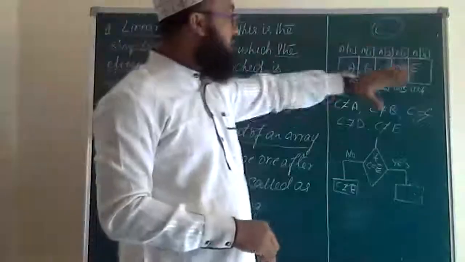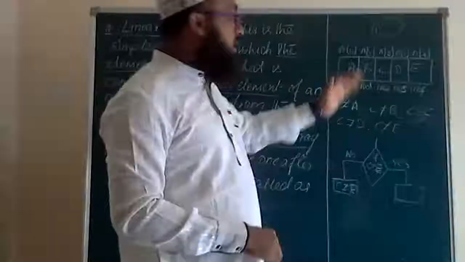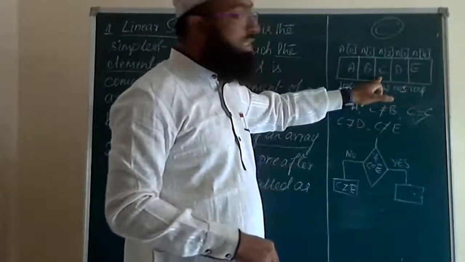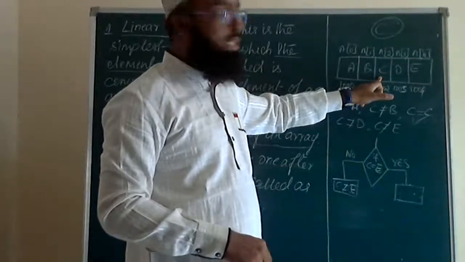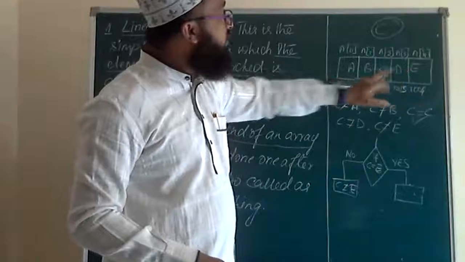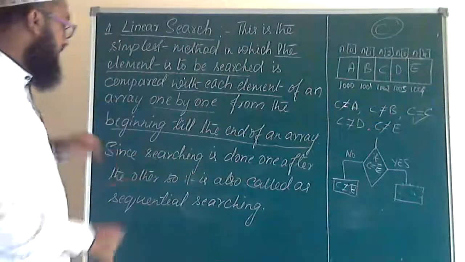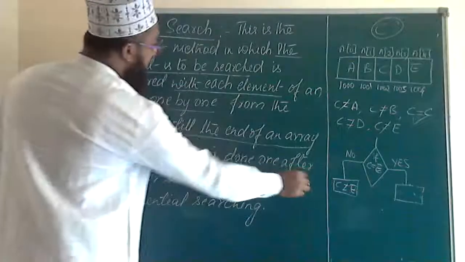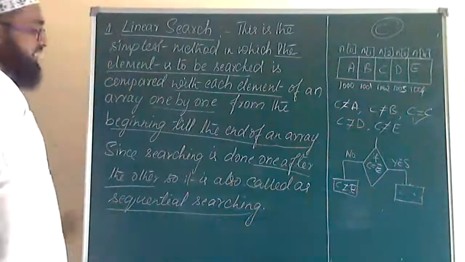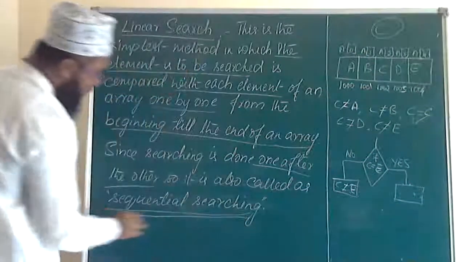It will not search as first B, or D, or C, like that. It will not do like that. Here linear search means it will search the elements sequentially, one after the other. So this type of searching, where searching is done one after the other, is also called sequential searching. Remember this. This is most important for your examination.